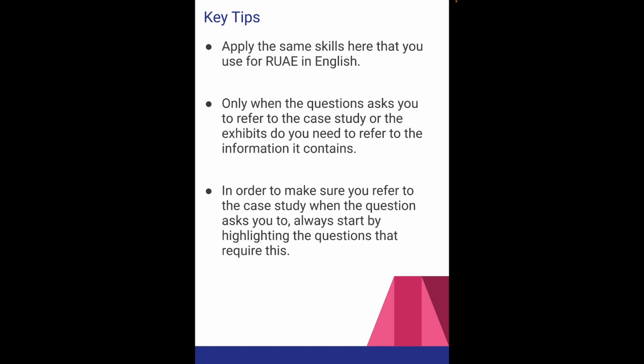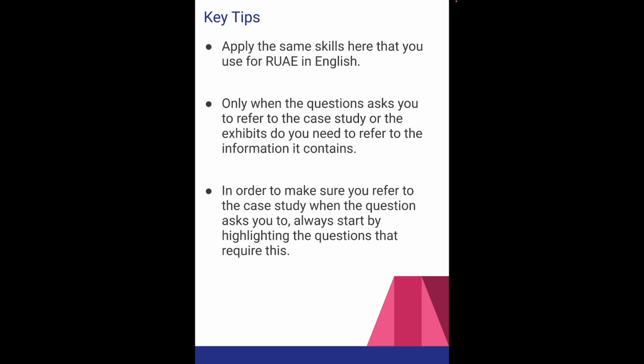You only need to refer to the case study or the exhibits when you're asked to do so. And in order to make sure that you know when you're being asked to do so, it's probably a good idea to read over all the questions first, and whenever it says from the information provided, using the case study, or from exhibit 1, for example, do something to highlight that within the question so that you don't forget when you're in the pressure of actually writing your responses.